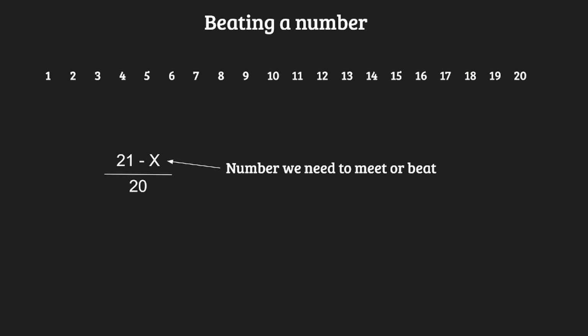Okay, so this is going to help us start to understand how we do the probability, right? It's going to be 21 minus the number we need to meet or beat, and then divide that by 20.